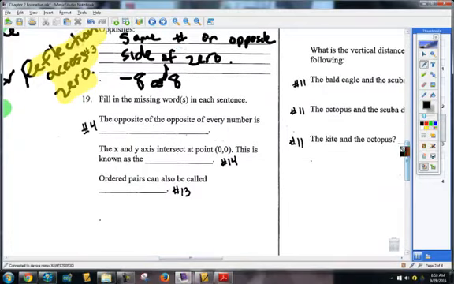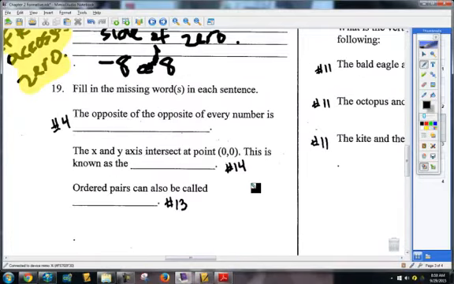All right, guys, now, number 19 here. Pay close attention. Again, this is going to be worth 3 points. Each one of these is its own question. Find the opposite of the opposite of every number. It is the same number, the original number, regardless. Itself.